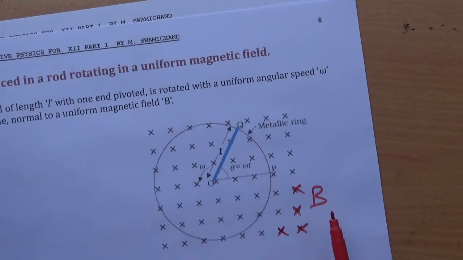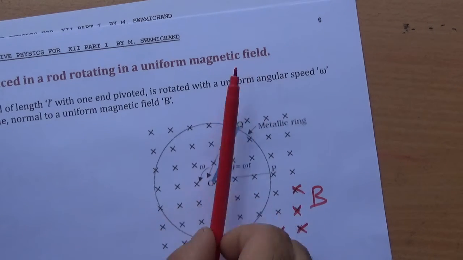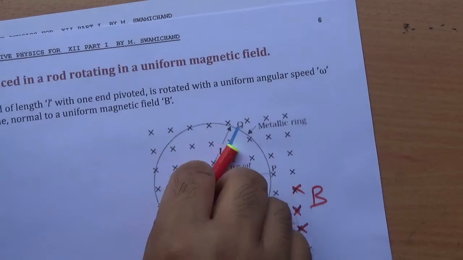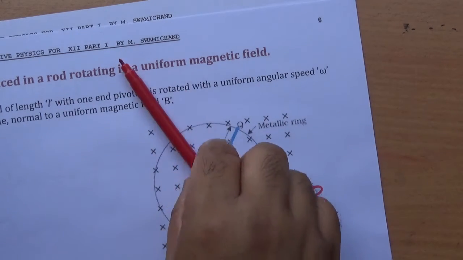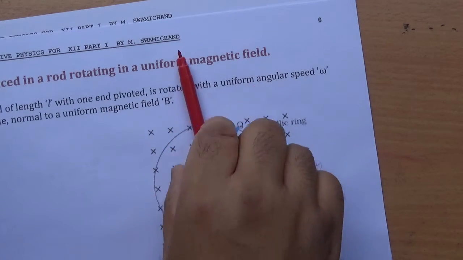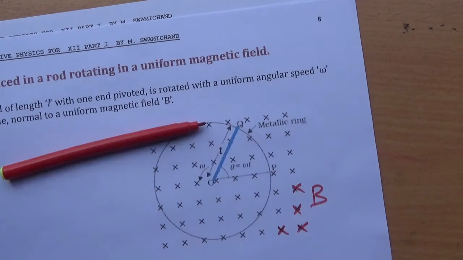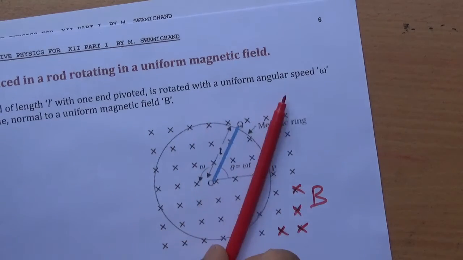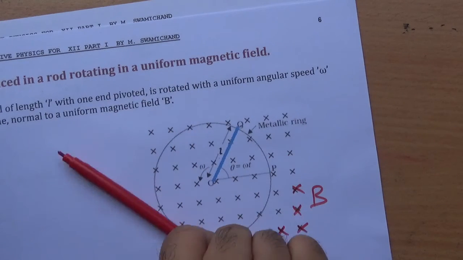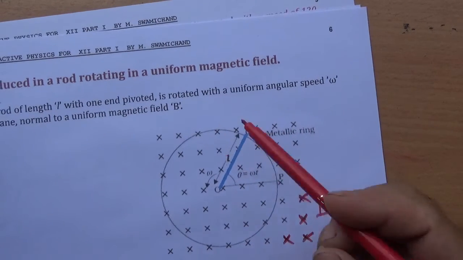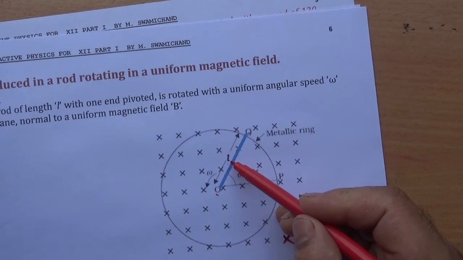Here is a region of magnetic field B. The magnetic field is inwards. Here is a rod of length L. This rod will move in this way, like the wheel of a cycle. It will rotate. Here is a rod of length L.